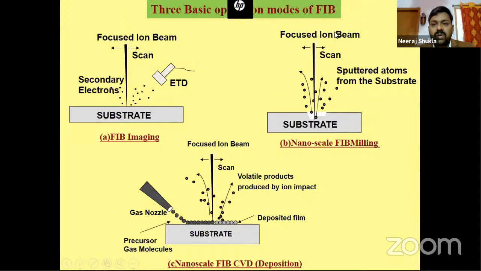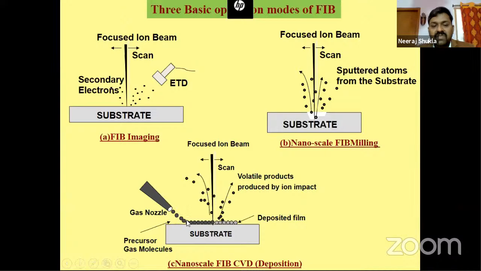If you increase the energy suitably and use only ions, you can do milling. Electrons do not do milling, because they are much lighter and cannot impart enough momentum and energy to achieve sputtering. So you use ions for milling, nanoscale FIB milling. And the third one, which is more important, is nanoscale FIB CVD, chemical vapor deposition.